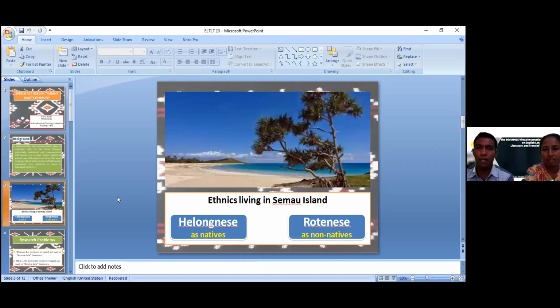And let's see a little bit about the profile of this island. There are at least two ethnic groups living in Samau Island. The first ethnic group is called Helongese, who are the natives, and the Rotanese as the non-natives.